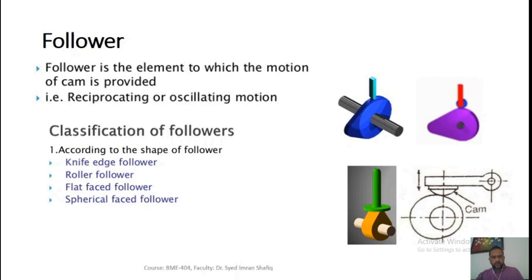There are various types of followers. As we have already mentioned, the follower is an element to which the motion of the cam is provided. It is driven by the cam. There are different classifications and types of followers. For example, there is a knife edge follower, with only a point of contact on the surface of the cam. The drawback is that because there is a very small area of contact, there is a lot of wear and tear. Then there is a roller follower, where a roller rolls on the cam. Then there is the flat face follower, and then there is the spherical follower.